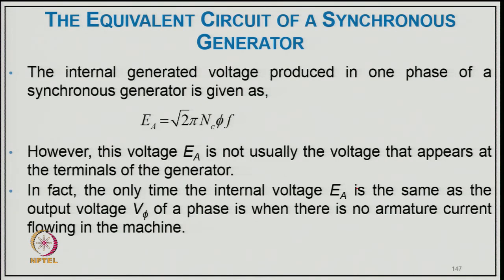Now, coming to the equivalent circuit of this synchronous generator, the internal generated voltage produced in one phase of the synchronous generator is given as E_A equal to root 2 pi N_C phi f. However, this voltage E_A is not usually the voltage that appears at the terminal of the generator. In fact, only the internal voltage E_A is the same as the output voltage V_phi of the phase when there is no armature current flowing. So, this is what you call the induced voltage.